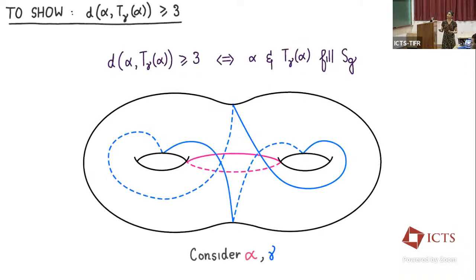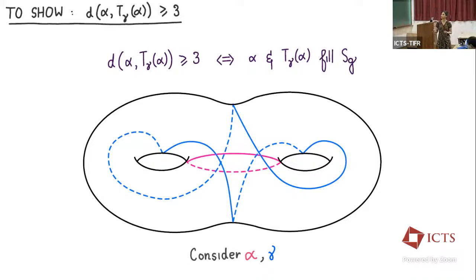So the first step is showing that the curves alpha and T gamma of alpha are at distance at least 3. Again, I will show the proof for this nice pair of curves. For any other pair of curves, the proof follows similarly. Recall that we had the property that they are at a distance at least 3 if and only if they fill up the surface.